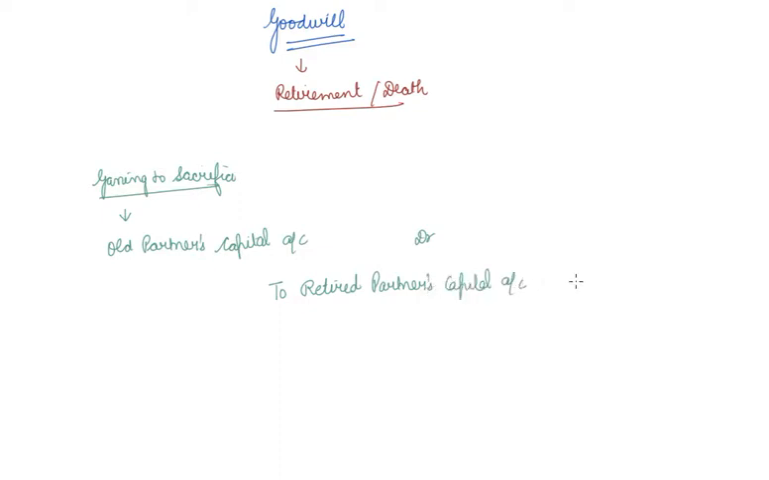Let's suppose his share of goodwill was 20,000 and their gaining ratio is 1:1 of A and B. So it will be debited in A's capital account as 10,000, and in B's capital account it will be debited as 10,000. So in the gaining ratio, the goodwill entry is passed.